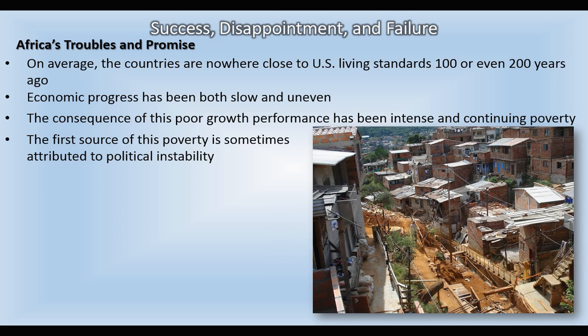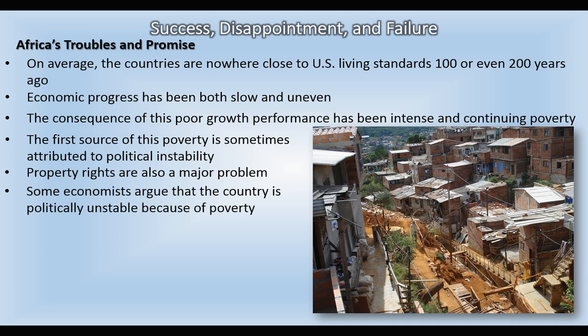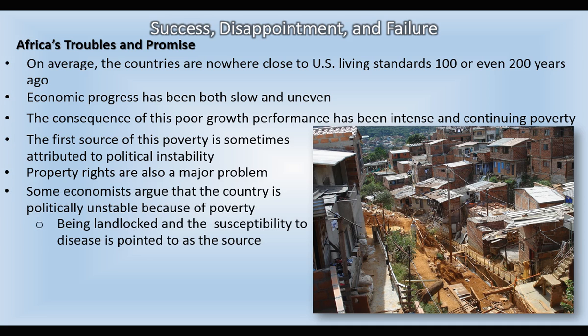The first source of this poverty is sometimes attributed to political instability. Property rights are also a major problem. Some economists argue that the country is politically unstable because of poverty. Being landlocked and the susceptibility to disease are pointed to as a source for that.